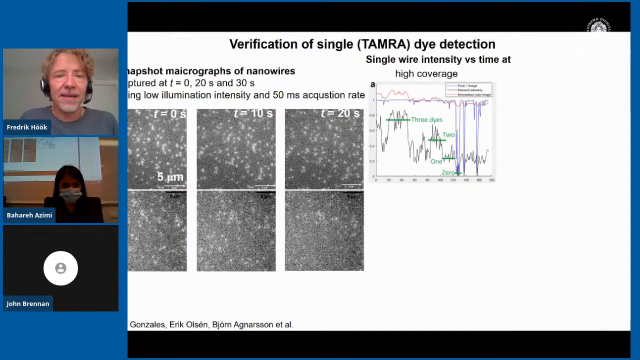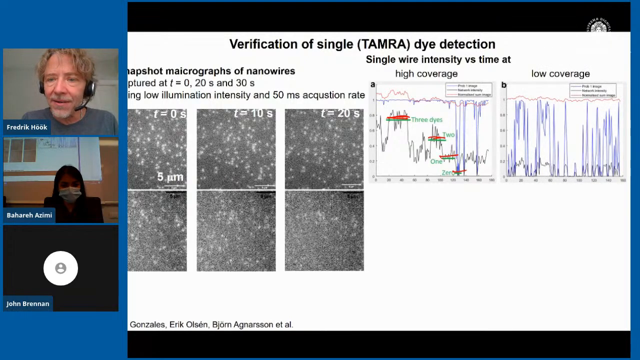And we could actually, in the high coverage regime, count the number of dyes per wire: 3, 2, 1, 0, and so forth. And in the low coverage regime, we could count the dye molecules as digital events. And this together helped us to deduce the diffusion constant.